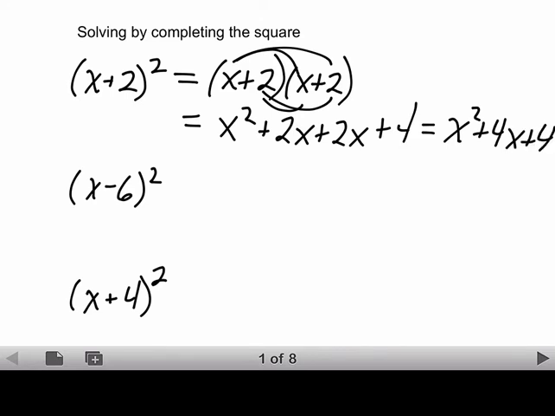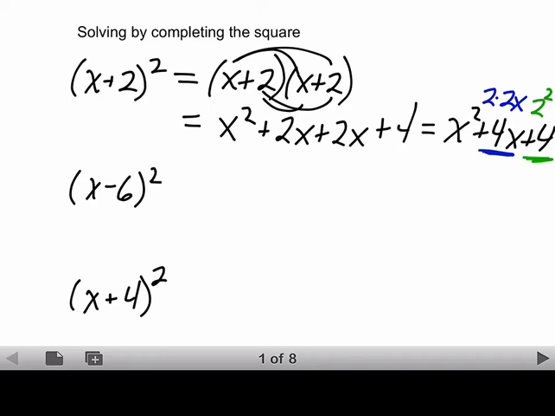And I want to note right now that the middle term, the 4x term, came from having 2 iterations of 2x. And the last term, the 4, came from having a 2 squared. We'll just let that hang for now and move on to the next.